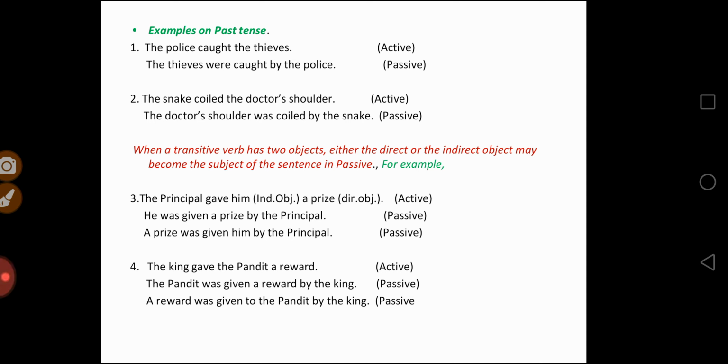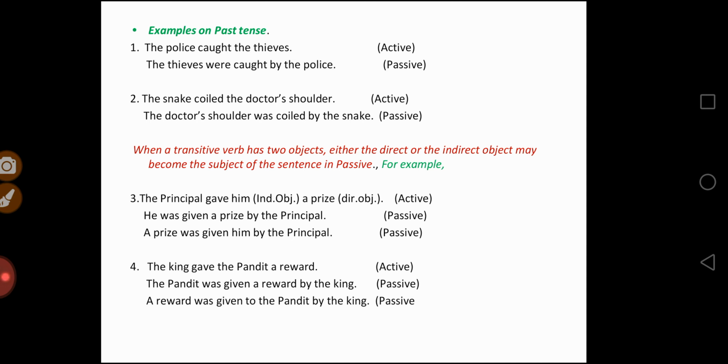Here "him" changes into "he". So we have used him as the subject here and written it like "He was given a prize by the principal". And we can use the direct object also as a subject. A prize was given him by the principal.